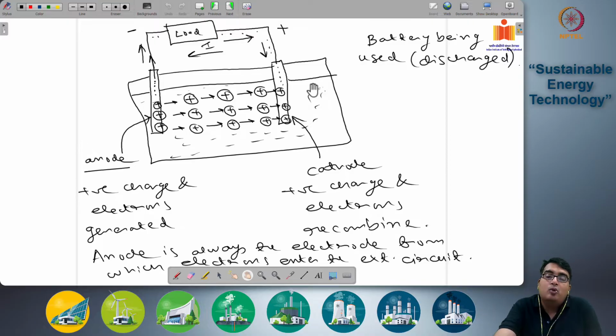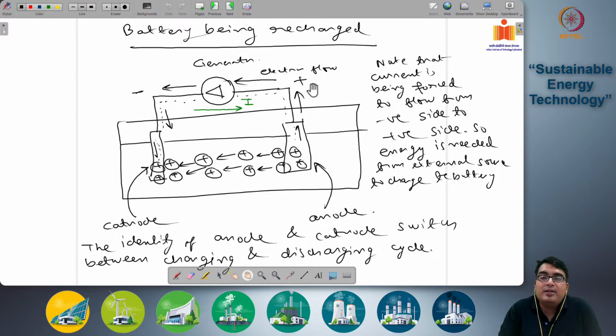What is happening during the recharge cycle is that you are using external electricity or work to drive the electrons in the opposite direction. So electrons are going from the positive terminal to the negative terminal against the potential gradient. And at this point, in the positive electrode, you are getting the reverse reaction, that is the dissociation reaction. And in the negative electrode, you are again getting the reverse reaction for the discharge process, which is the recombination reaction.